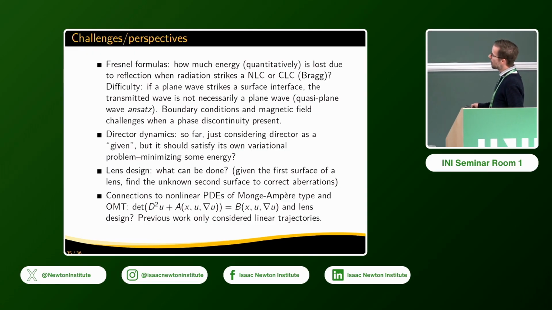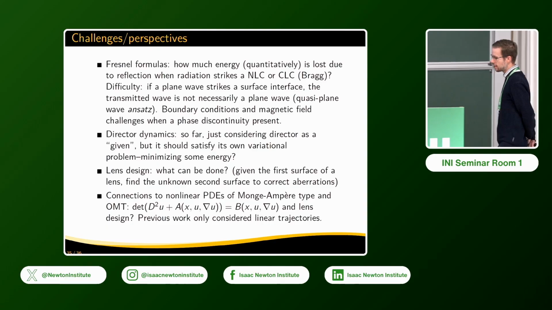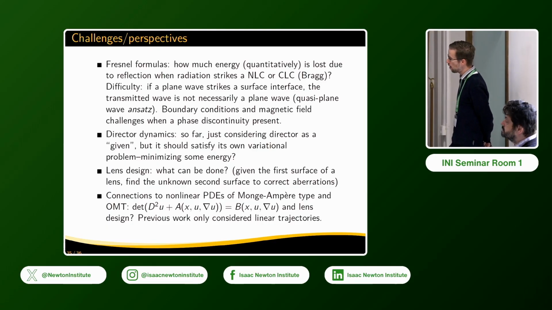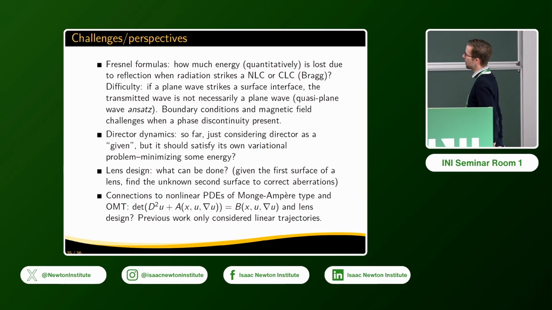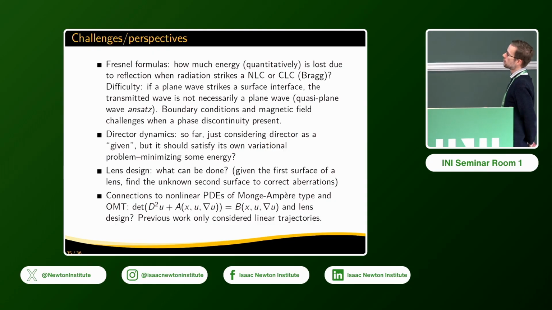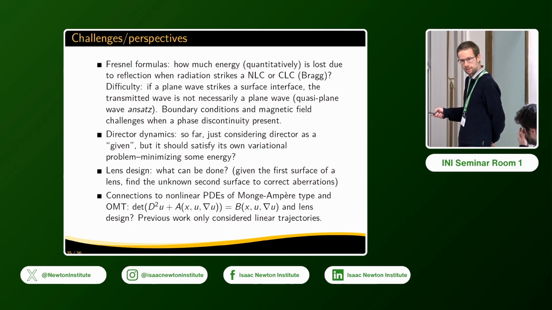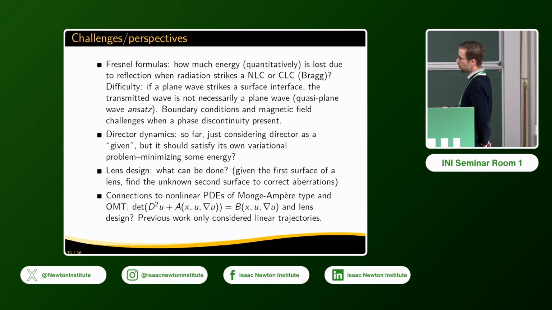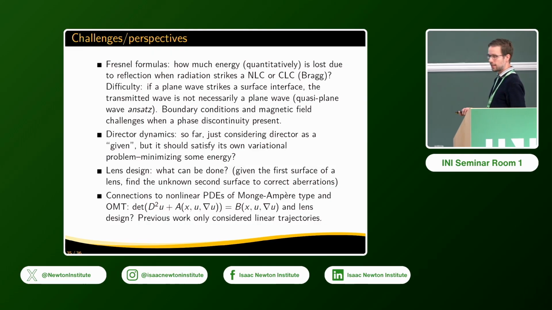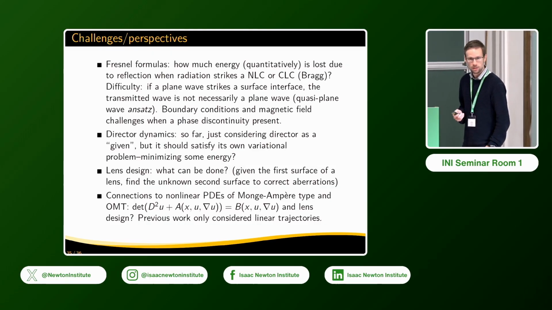So I don't have much time, but let me just say, lens design, these are typical things we've looked at in the past, so we're quite curious as to what can be done now. So what do I mean by this? You give me a first surface of a lens, then I will construct the second surface of a lens such that the material sandwiched between them will do some particular imaging application that you want.